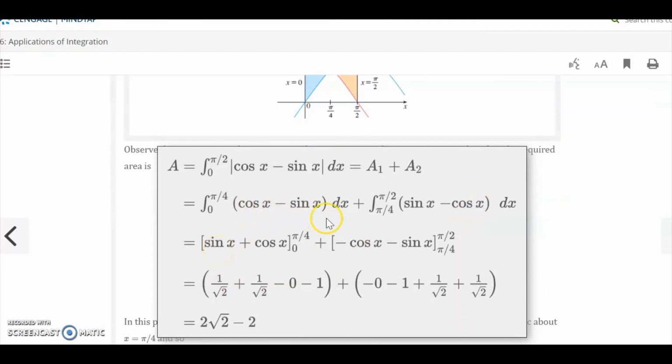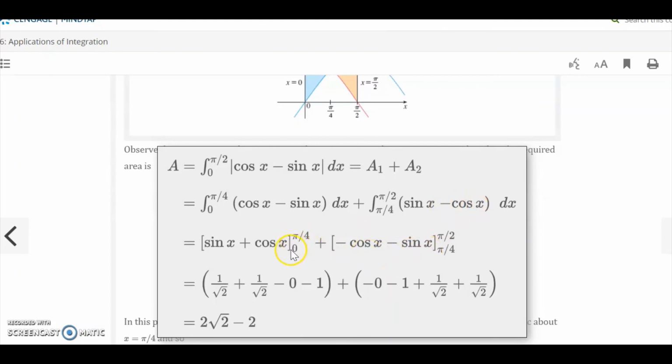And then this is pretty easy to integrate. You just have to remember your rules. So to integrate cosine, it becomes sine. Integrating minus sine becomes positive cosine. Sine becomes minus cosine. And minus cosine becomes minus sine.